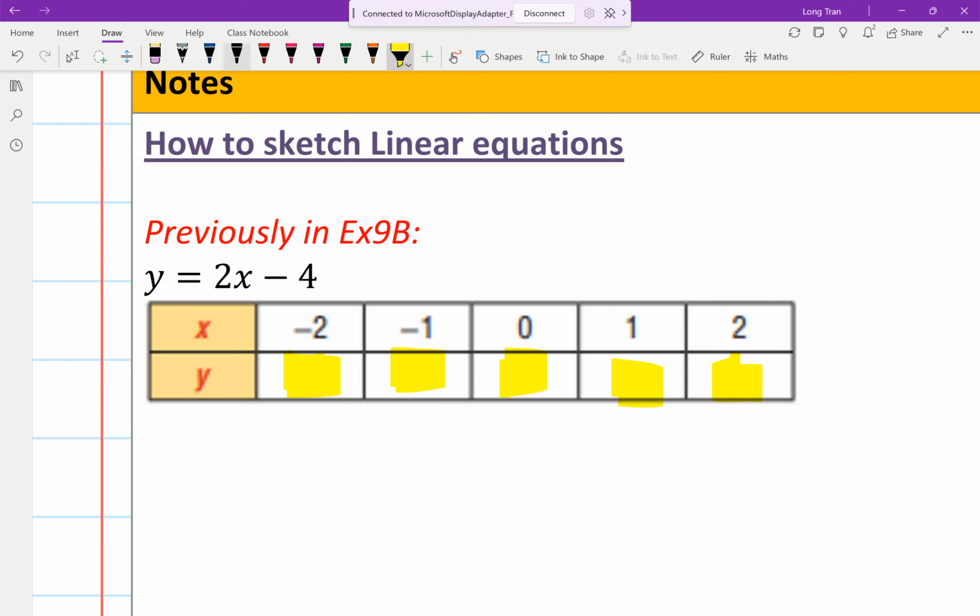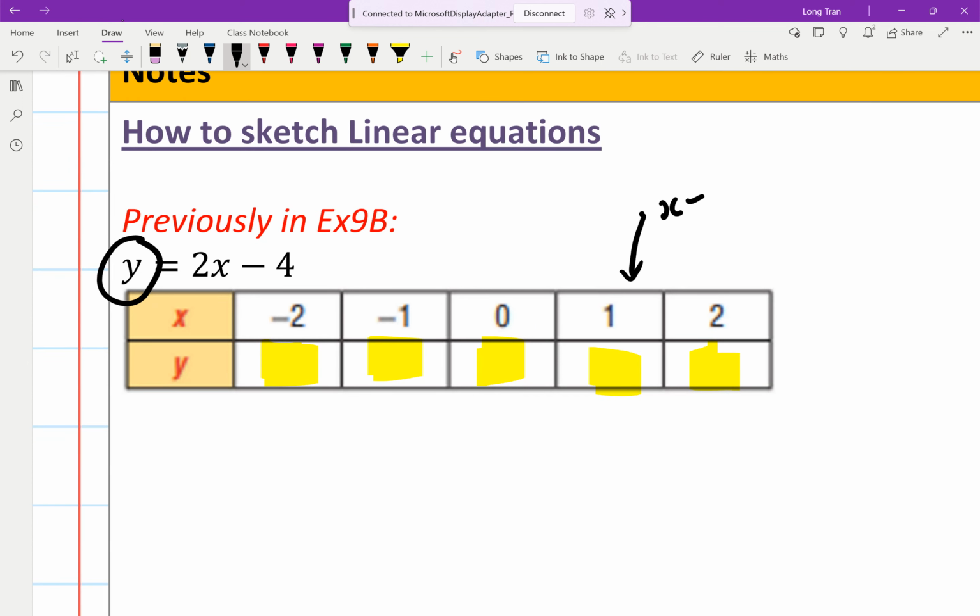So remember in exercise 9B, you had a rule. The rule tells you how to find y. For every one of these y coordinates, it uses the x coordinate. If the x coordinate was -2, you use the rule, times it by 2, then -4, that's how you get the y value. So for example, if x was 1, then according to the rule, y will equal 2 times 1 minus 4. See what I'm doing? I'm just following the rule. 2 times whatever x is, which is 1, minus 4. What's 2 times 1? 2 minus 4, which is -2.